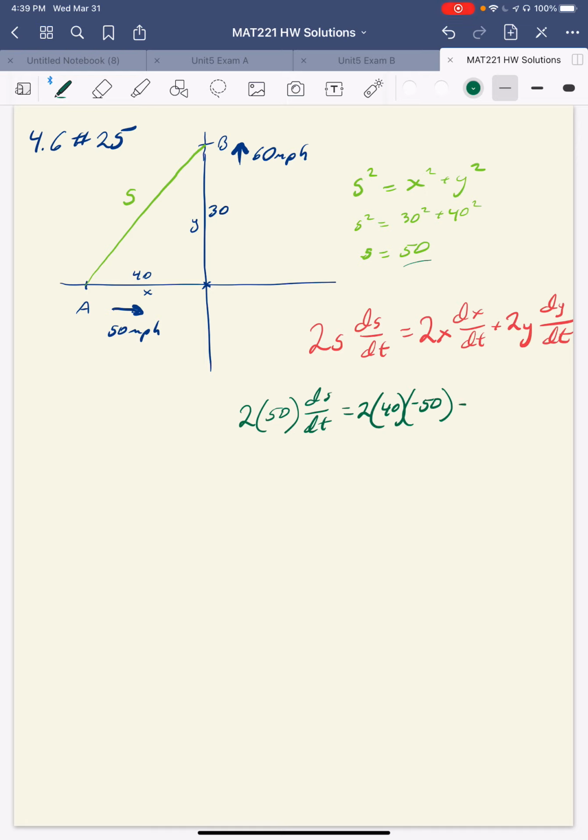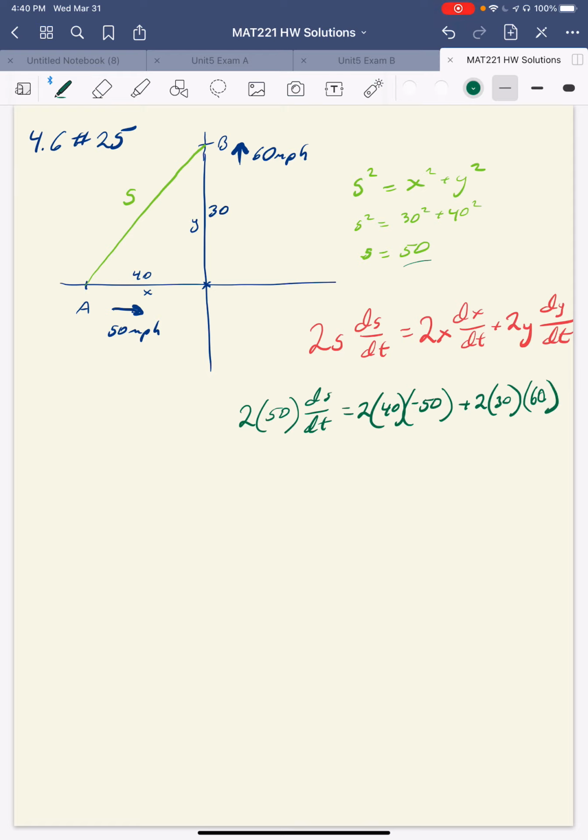Then I have plus 2 times y, which is 30 at that moment. And dy dt is positive 60 miles per hour because B is going away from the intersection. So that 30 is actually increasing as time goes on, and it's increasing at a rate of 60 miles per hour. So that would be a positive 60.